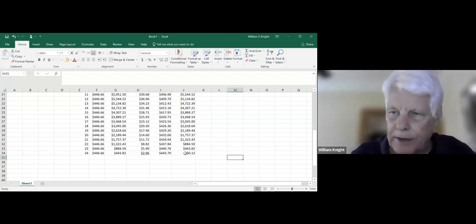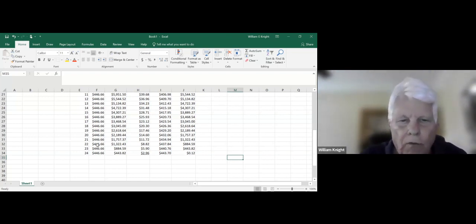But for this project, 446.66 is the monthly payment that we're looking for. Now what we need to do is to compute the APR for this declining balance loan.